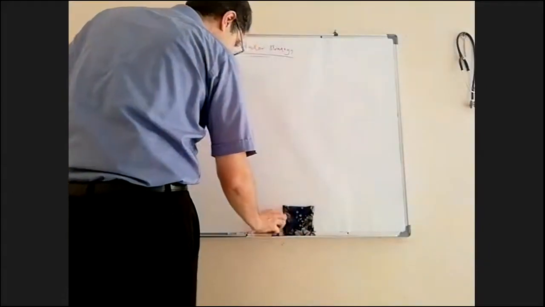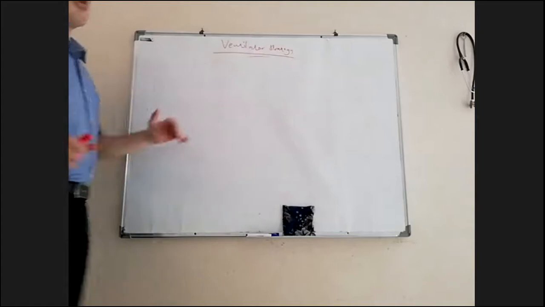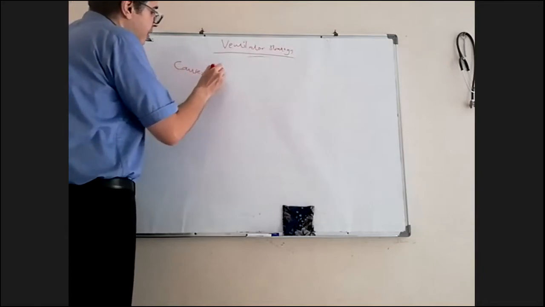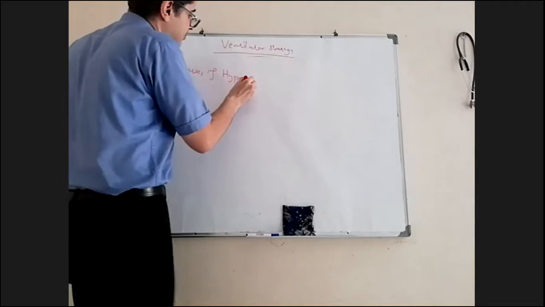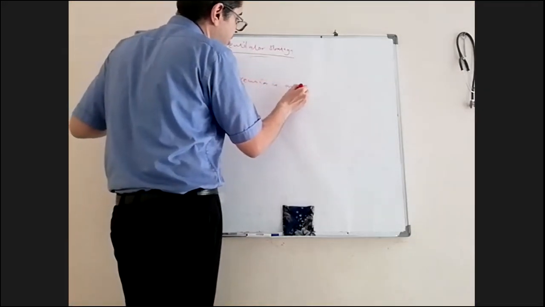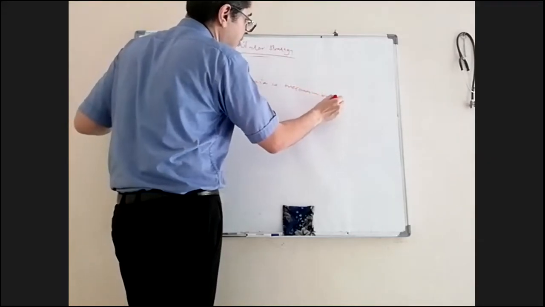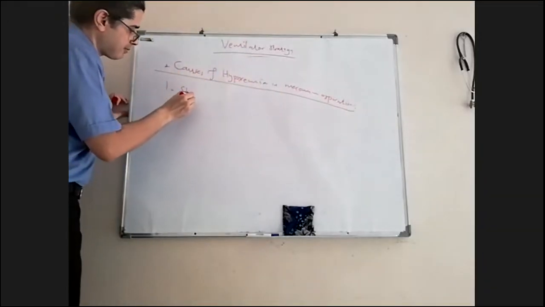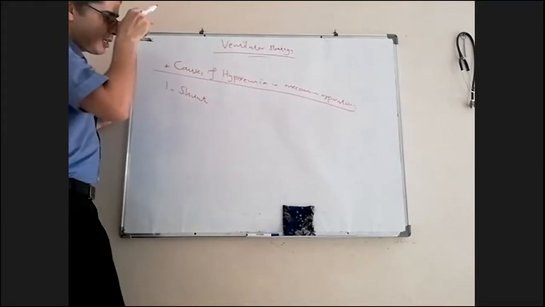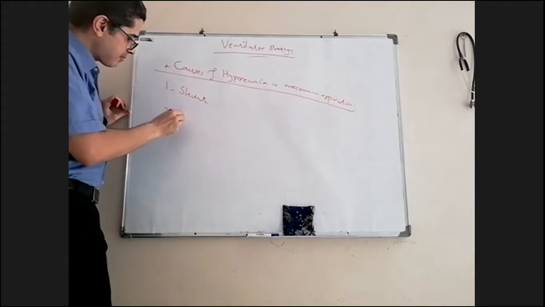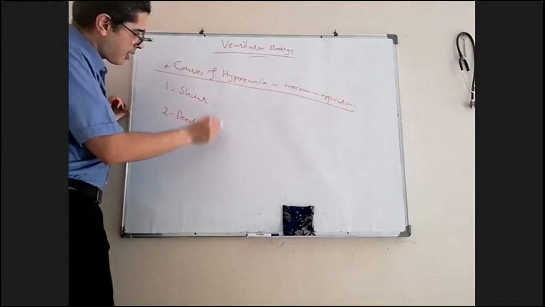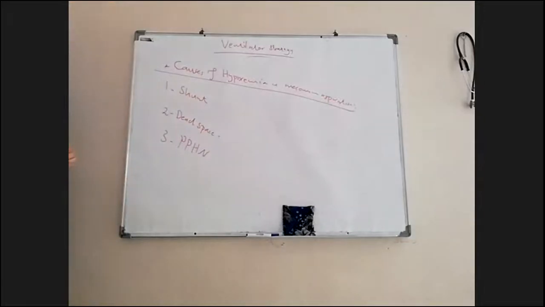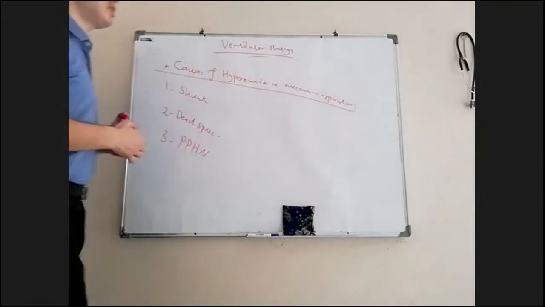So, like we saw in the X-ray now, we have either restrictive or obstructive. If I come to the causes of hypoxemia in meconium aspiration, we have shunt, like we saw now in the diagram, we have dead space, and we have also PPHN. So that's why we need to know which one is causing the hypoxemia, which one is more predominant, to know how to manage the patient.